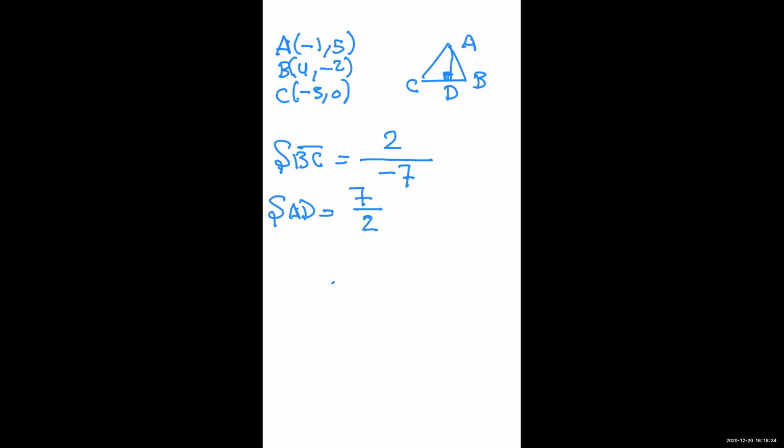Negative 2 is the slope of BC. So 0 minus negative 2. I just considered that this one is y2. 0 minus negative 2 equals 2. It doesn't matter which point you start with. Okay, so it will be 2.